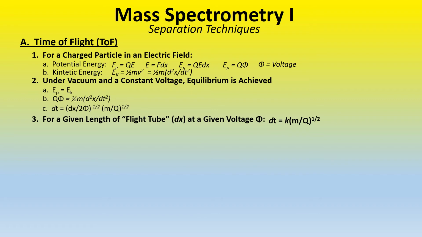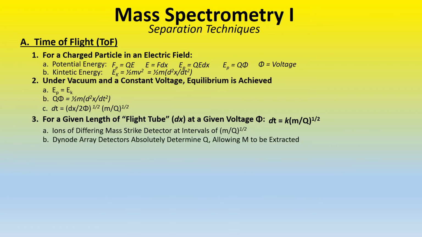So, again, with the length of the tube and the voltage held constant, ions of differing mass will strike the detector at intervals of m over q to the 1/2. Generally speaking, dynode array detectors are used to absolutely determine Q, therefore allowing M to be extracted.